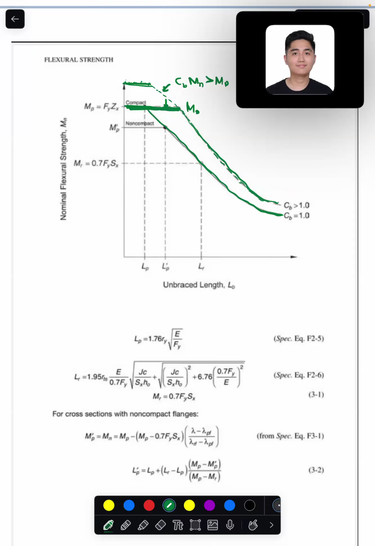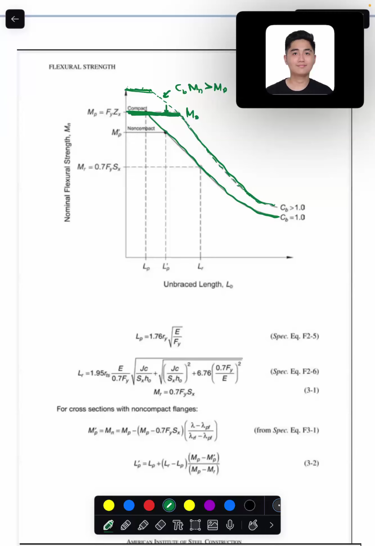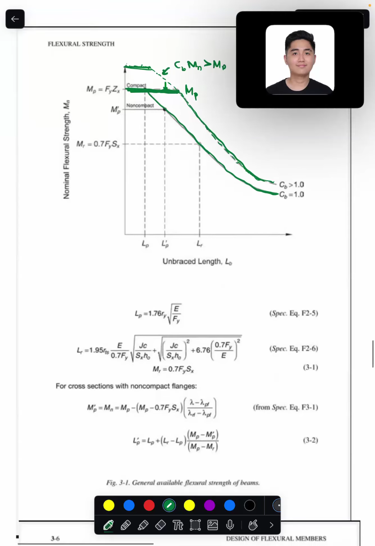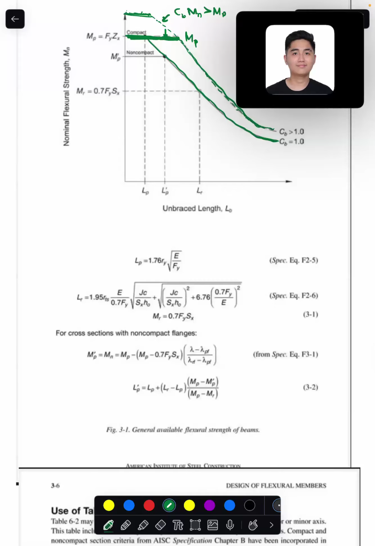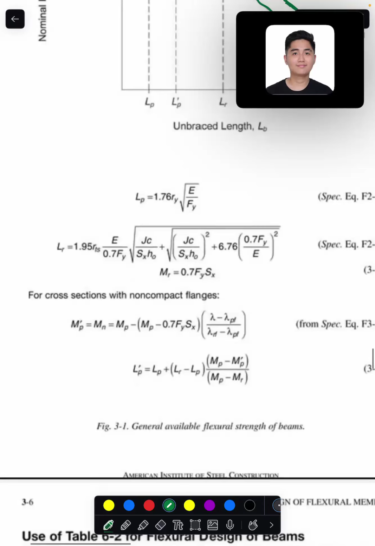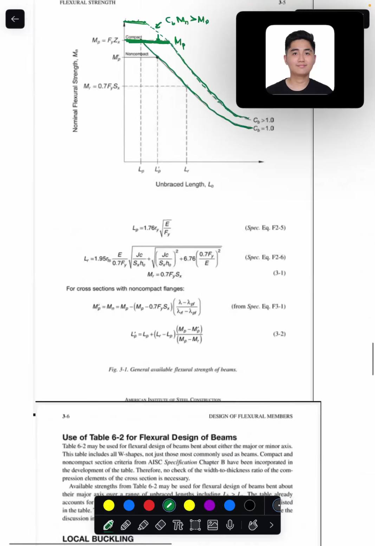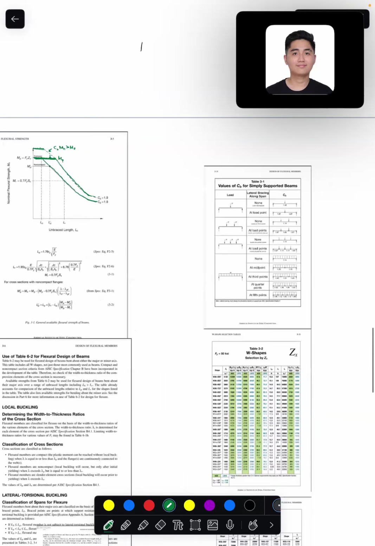So, ganun siya. Ganun yung ginagawa ni C sub B. Nini-increase lang niya by some factor yung moment capacity, but it should be always less than still by 2 M sub P, or else M sub P yung SSF natin. So take note, ito ulit yung mga pertinent formula, ganun din for non-compact flanges, ganun pa rin yung formula natin.